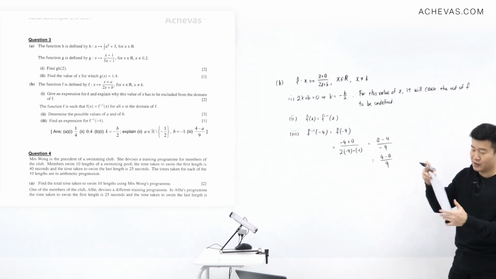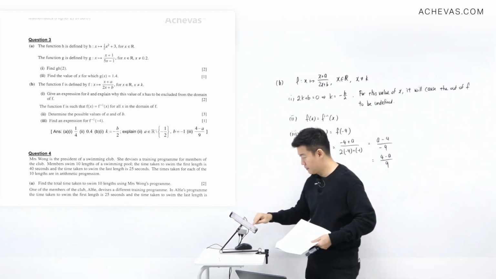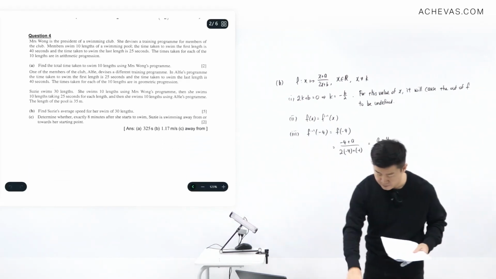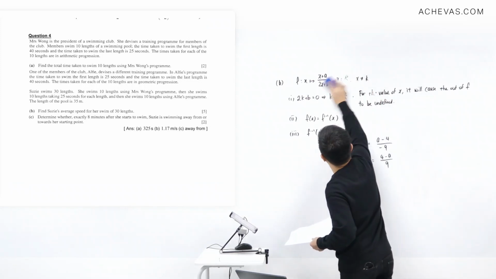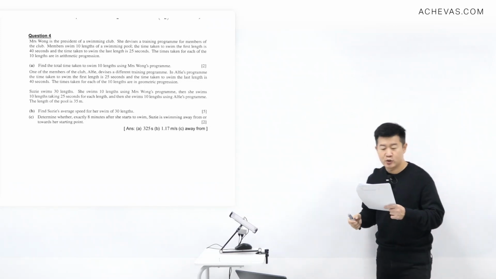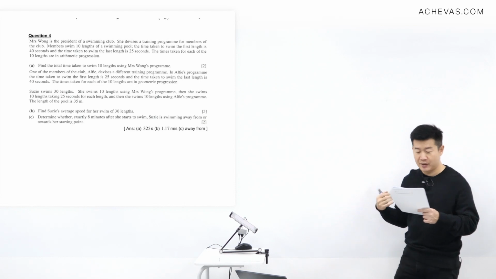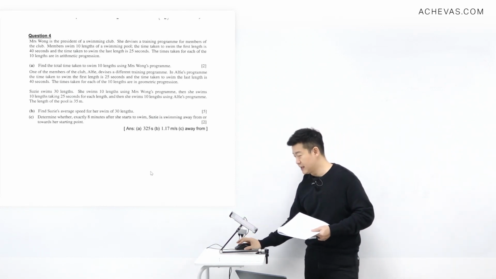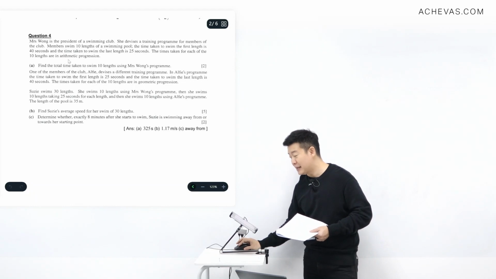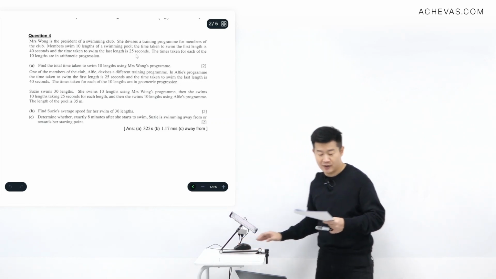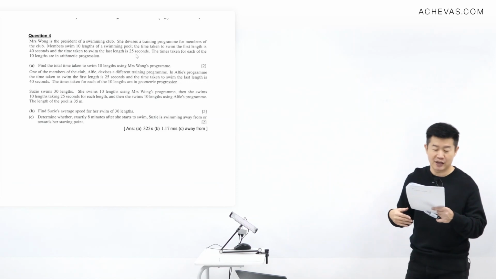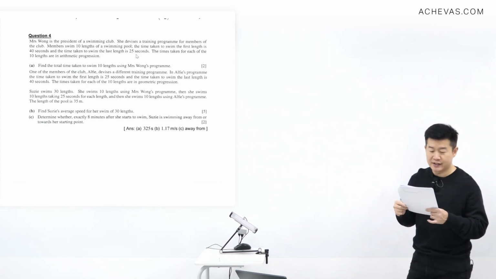Let's move on to the next one, question number 4. In question number 4, Mrs. Wong, the president of the swimming club, devised a training program. And this training program, according to what the question says, is that the time taken is supposed to follow an arithmetic progression, where the first time recorded will be 40, the last time recorded will be 25, and this is for 10 lengths of the pool.